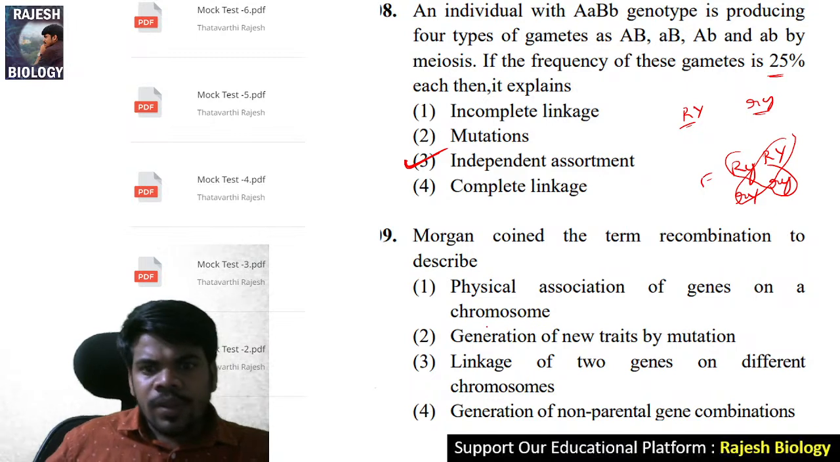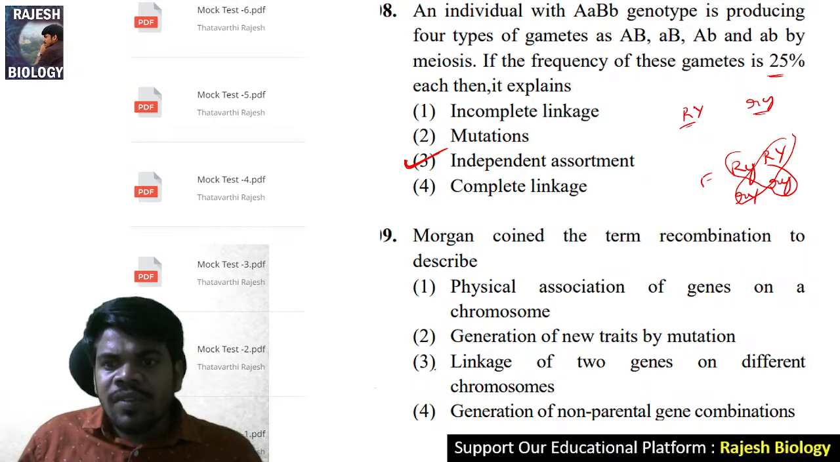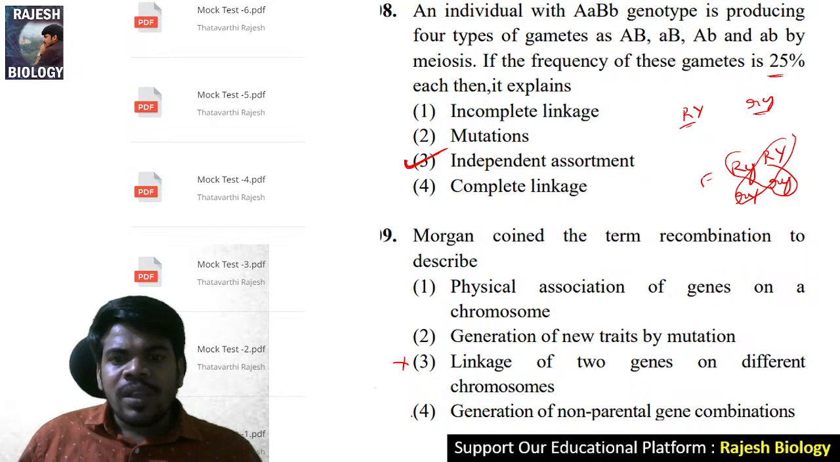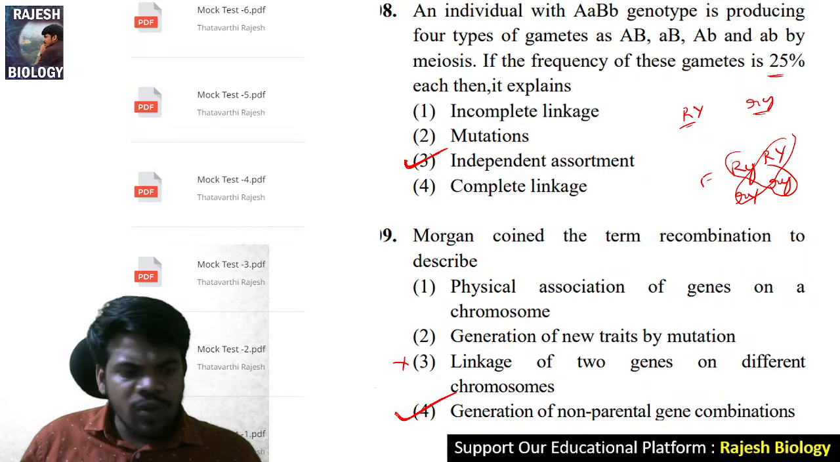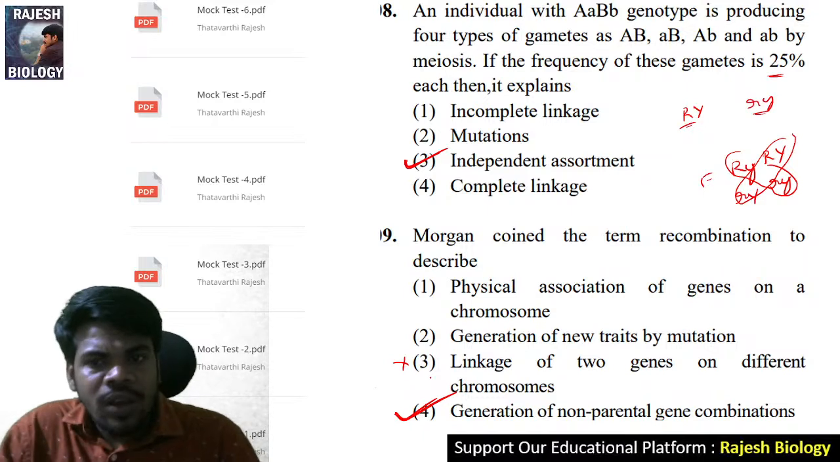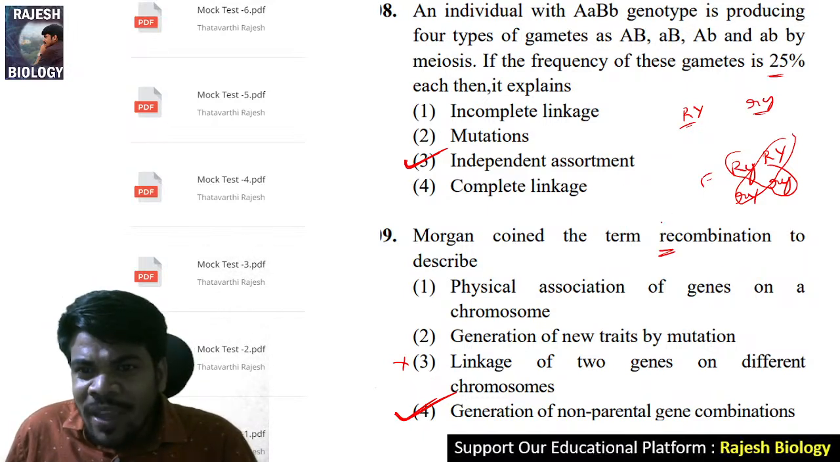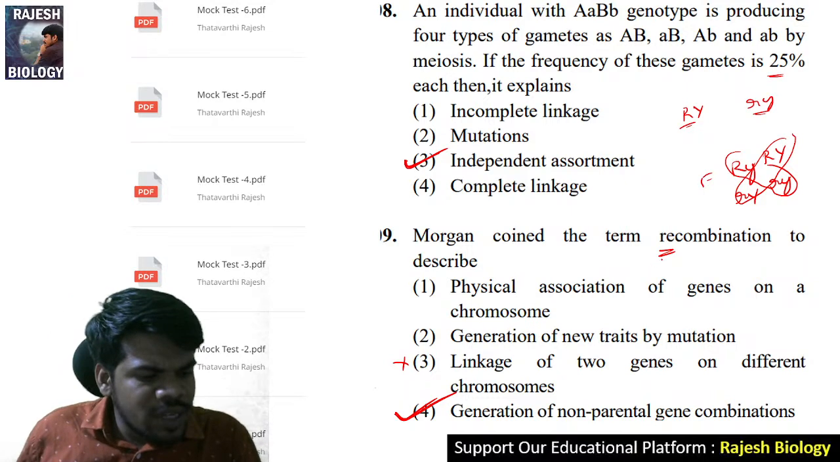Chandrika says 3. Morgan coined the term recombination to describe the linkage of two genes. No, it is the generation of non-parental gene combinations. Ninth one, fourth option is the right answer. The term coined by Morgan, recombination, means a non-parental combination. Yeah, Jnaneshwari, right?